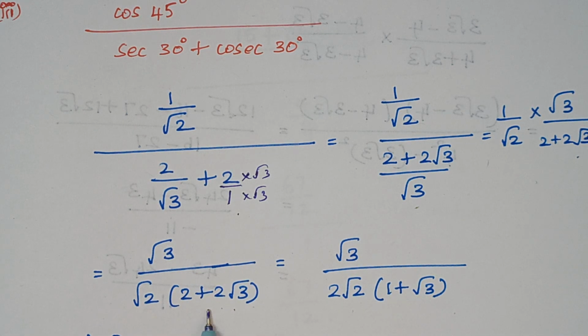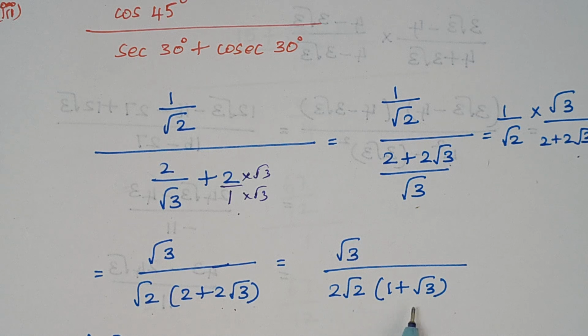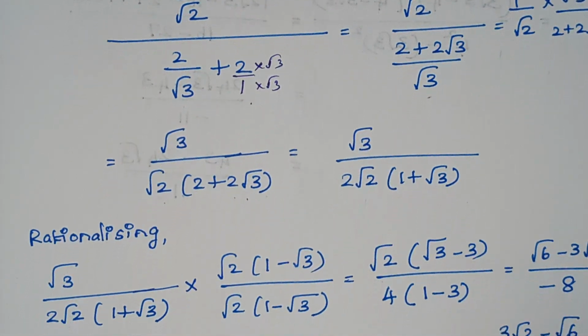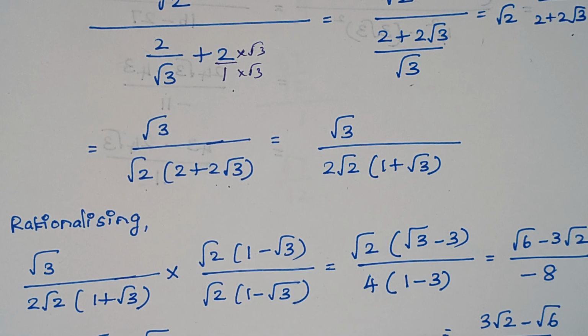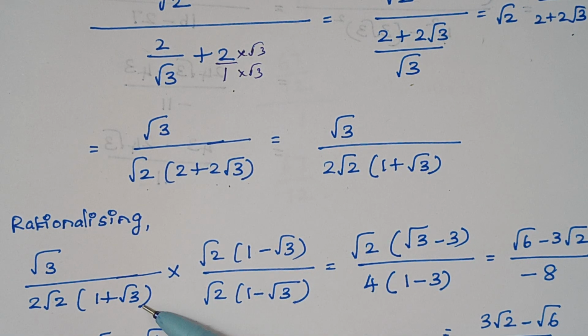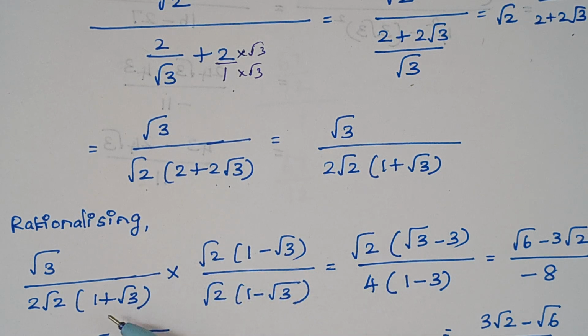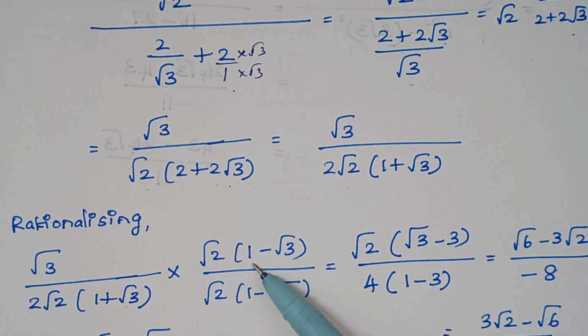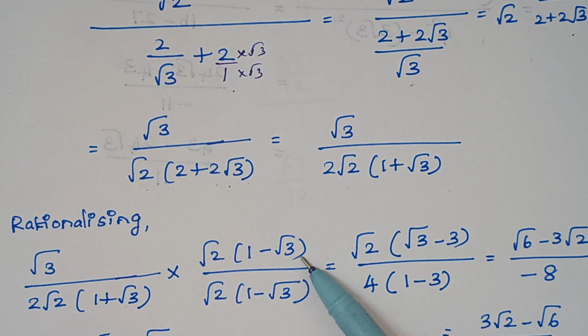The next thing is, you see, in this part we are having 2 as common. So I am taking this 2 outside. Here we are having a 2 along with this root 2. So 2 root 2 into 1 plus root 3. Now the next step is rationalizing. Rationalizing is nothing but we are going to multiply this entire expression by another term with the sign opposite to this. Here we are having 1 plus root 3, but here we have to write it as 1 minus root 3.